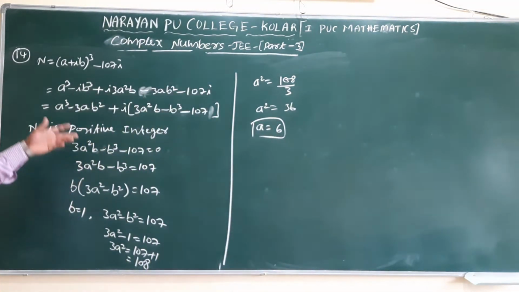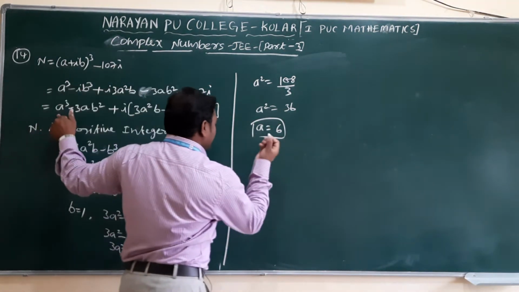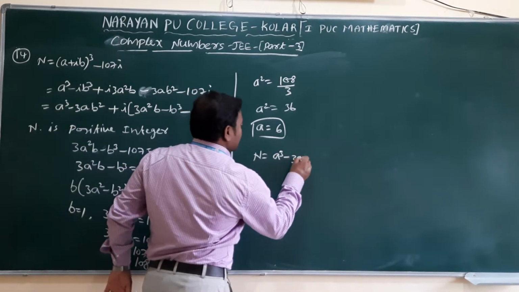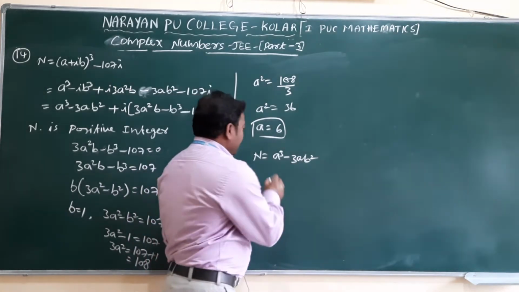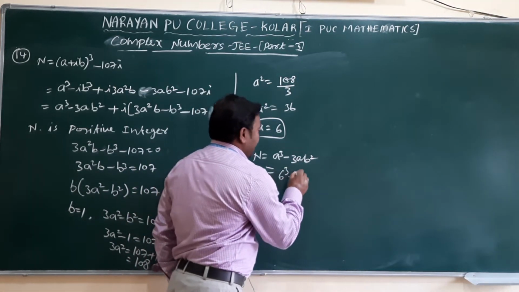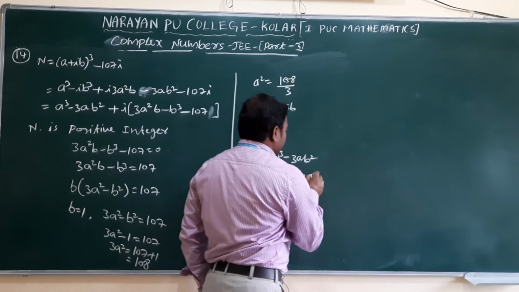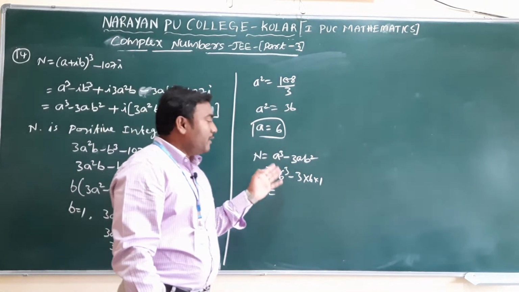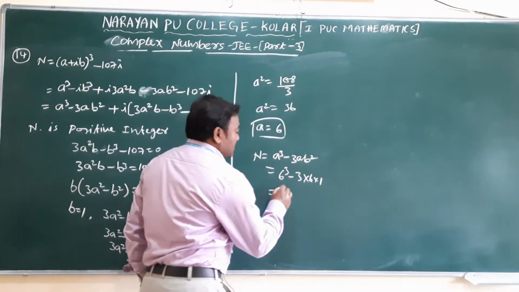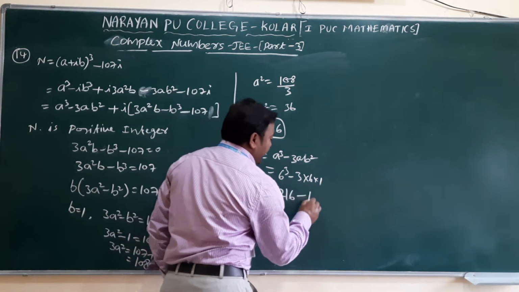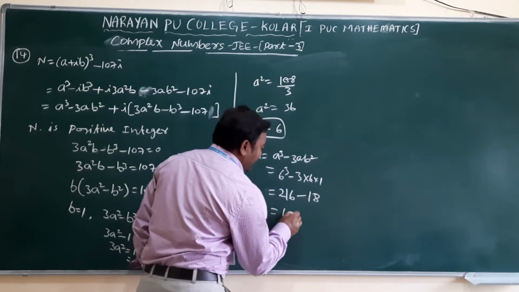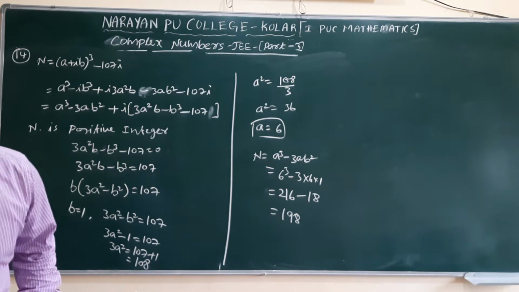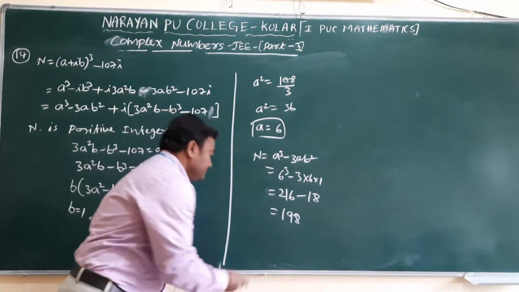Again substituting the values, n is a positive integer, so n is equal to a cube minus 3ab square. With a value 6, 6 cube minus 3 into 6 into 1. 6 cube means 216 minus 18, so what we get here is 198. The option C is the correct option.